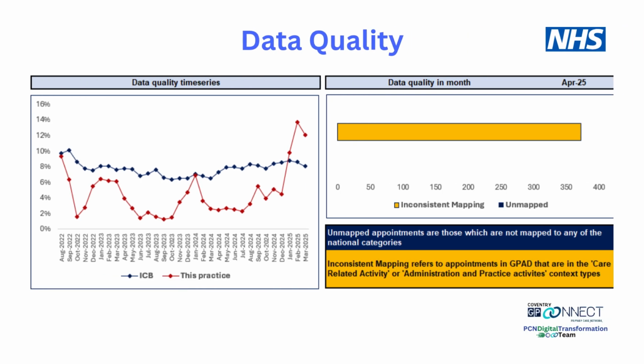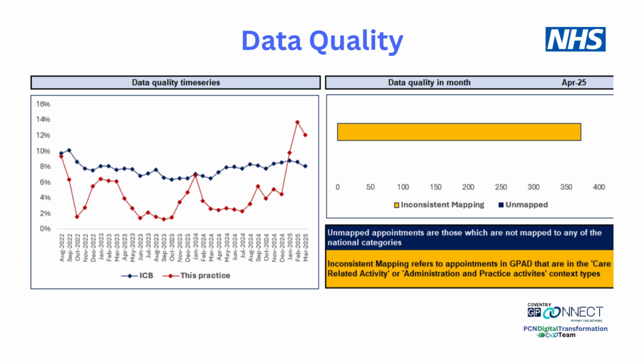Step 9. Data quality over time. The next panel focuses on GPAD data quality regarding appointment recording and logging. Hover over data points to see details such as March, 12% of appointments mapped to care-related activity or admin and practice categories, compared to the ICB level of 8%.